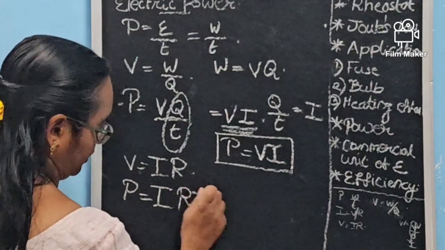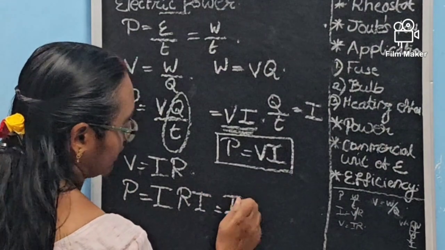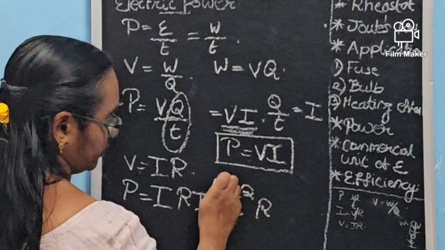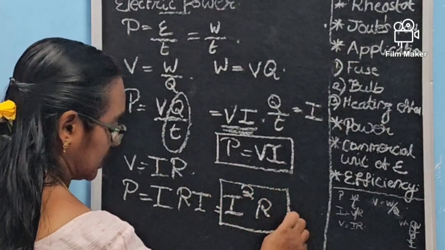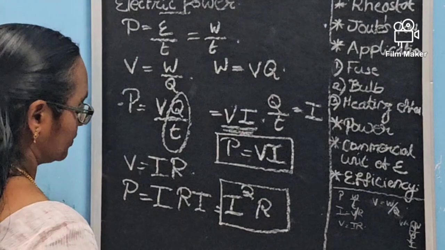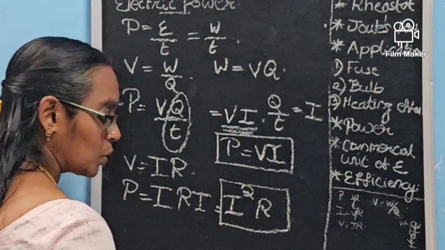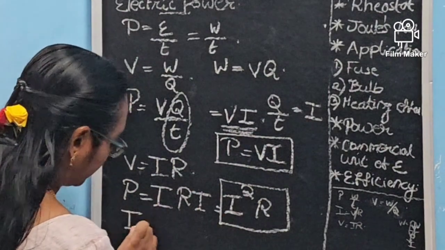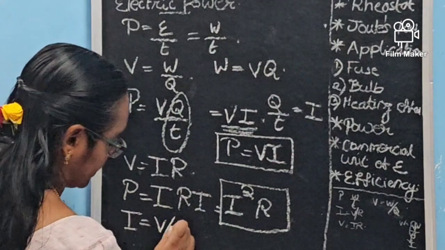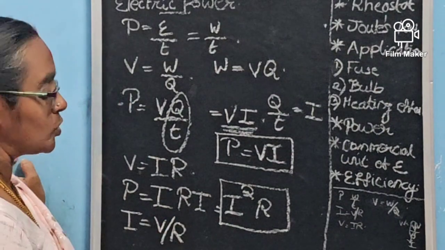P is equal to I square R. It is again an equation for power. And similarly, we can change the value of I. According to Ohm's law, I is equal to V by R, isn't it?